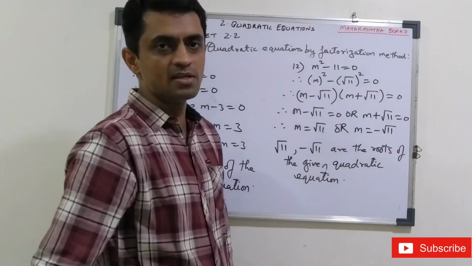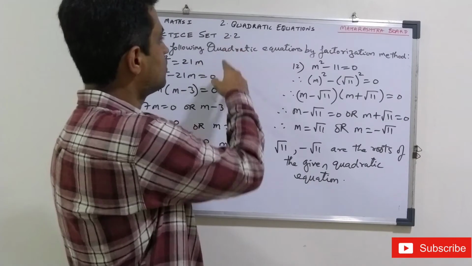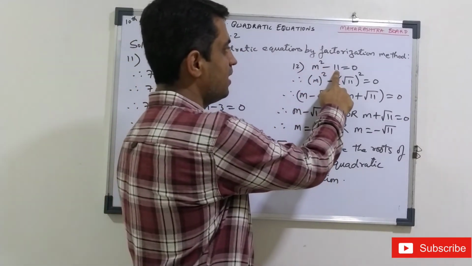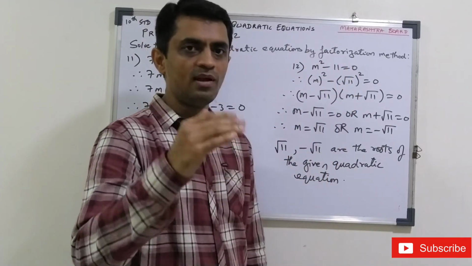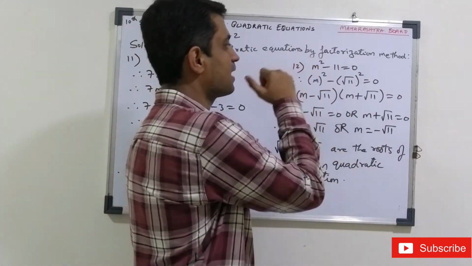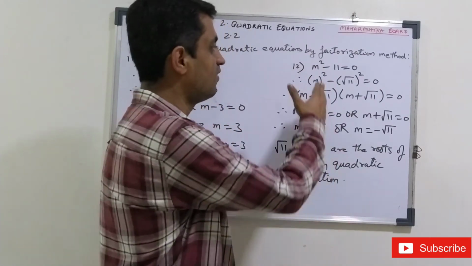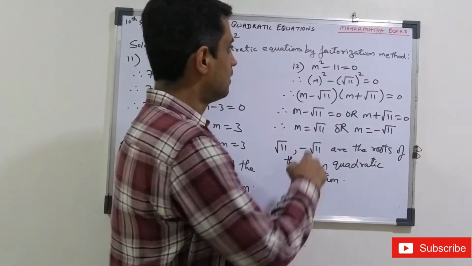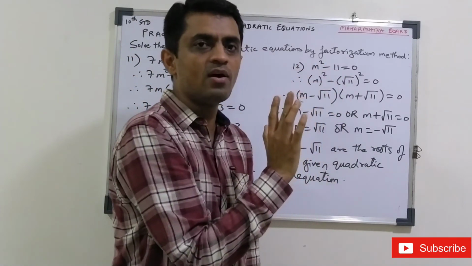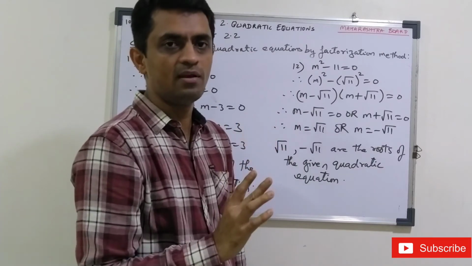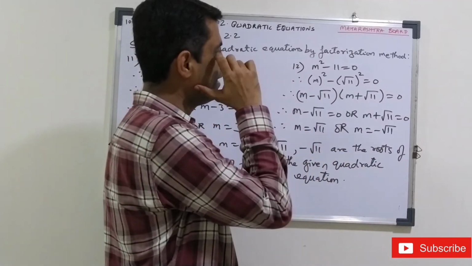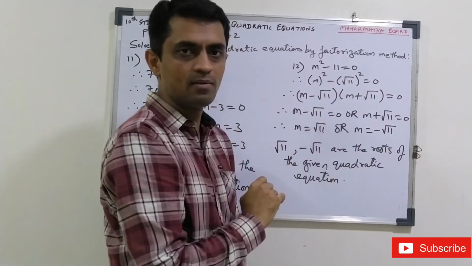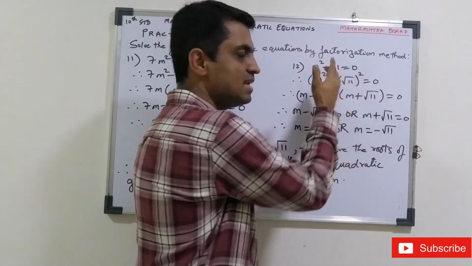The last question of this exercise, practice set 2.2, the last sum. 12th sum, m square minus 11 is equal to 0. Now you will guess, sir, how will the formula apply here? Yes, how will the formula of a square minus b square be used? But we will try. 11 is not a square of any number, means it is not a root of any number. So what we will write here, 11 can be written as root 11 the whole square, because root 11 the whole square is 11 only.